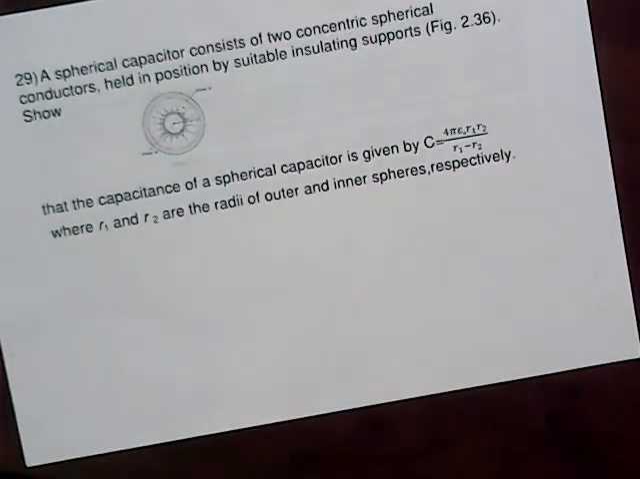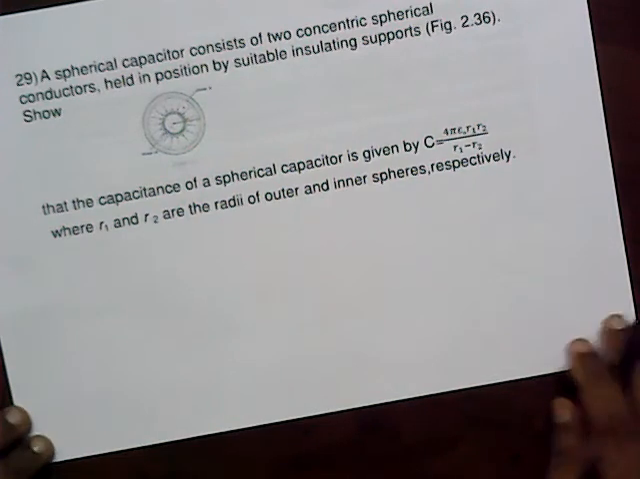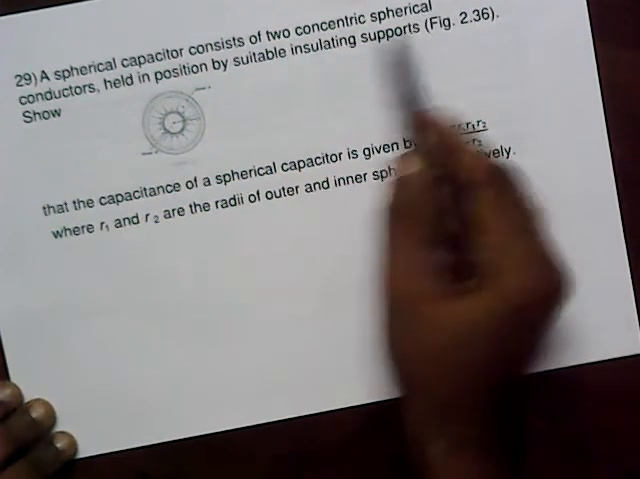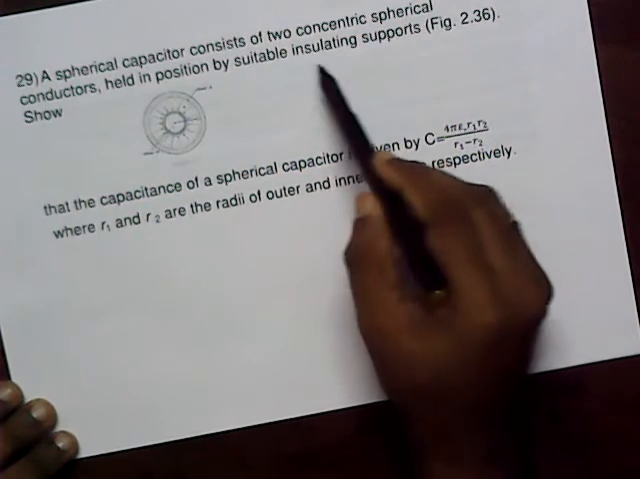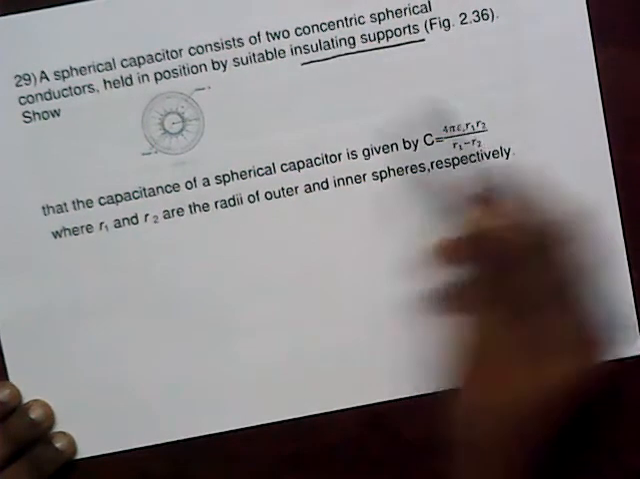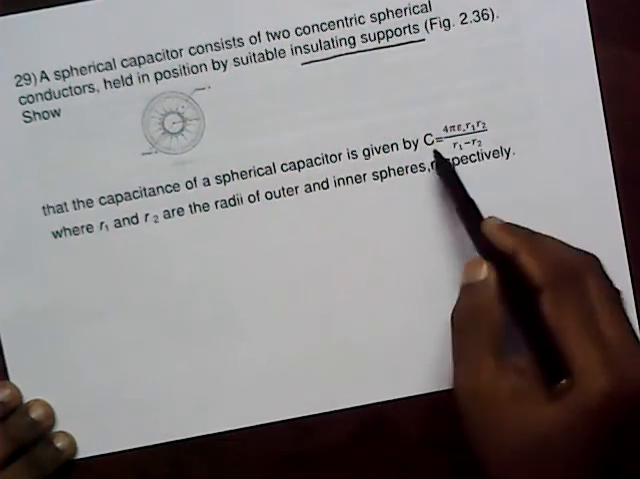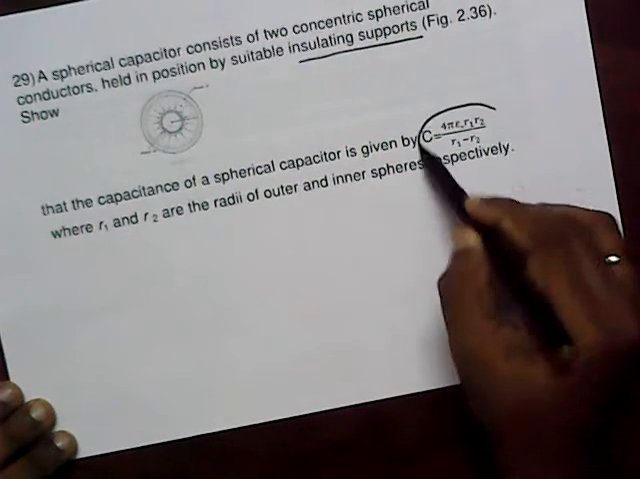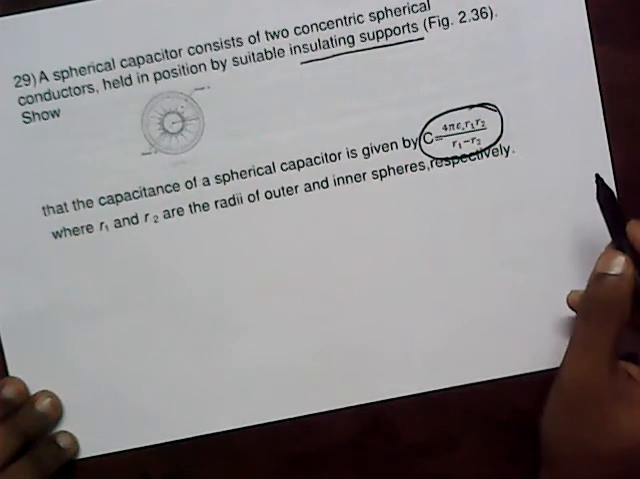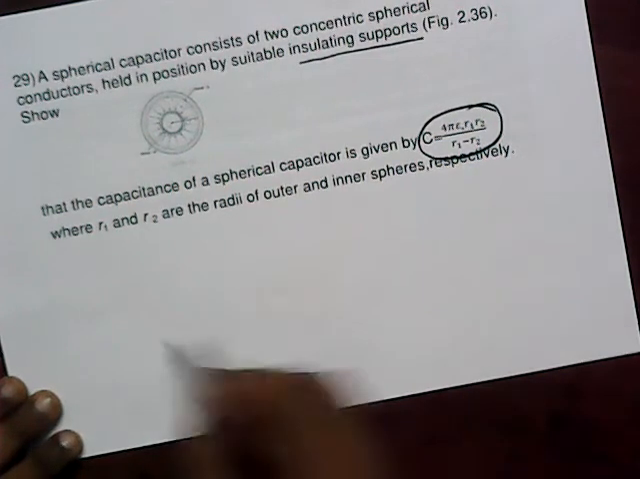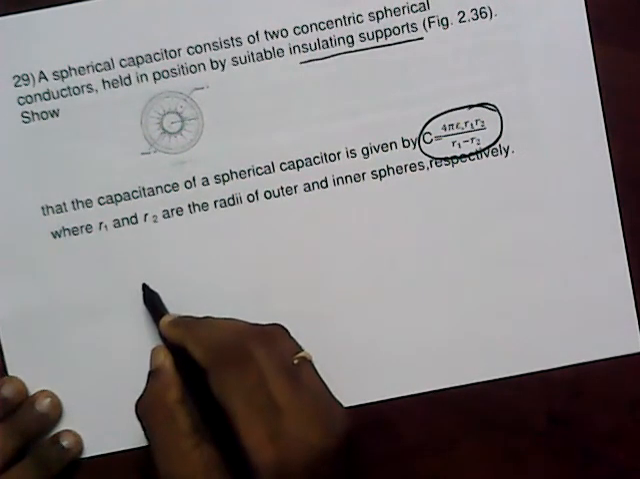Number 29, a good question is waiting. A spherical capacitor consists of two concentric spherical conductors held in position by suitable insulating supports. The capacitance of a spherical capacitor is given by the relation, where R1 and R2 are the outer and inner spheres respectively. Simply, we can draw the figure.